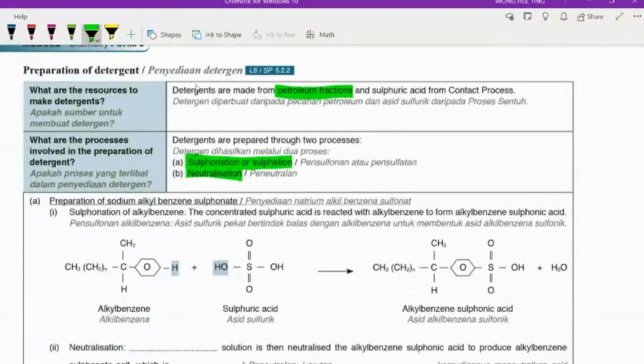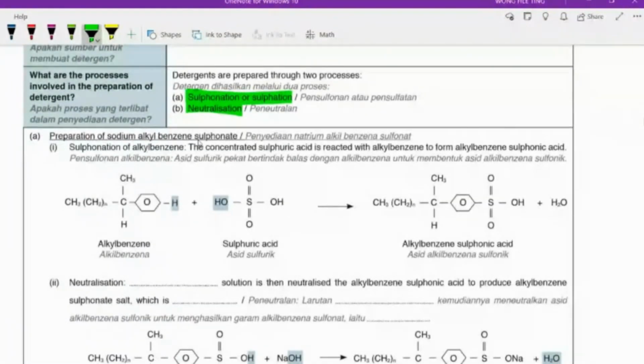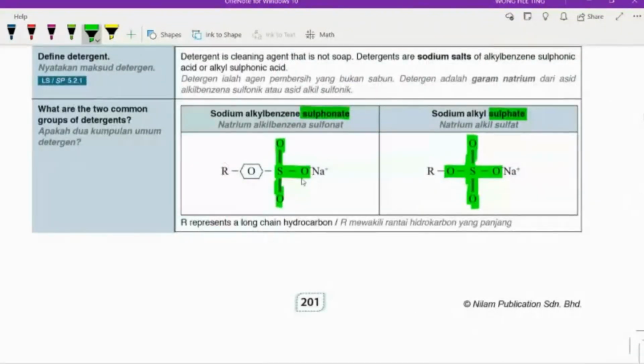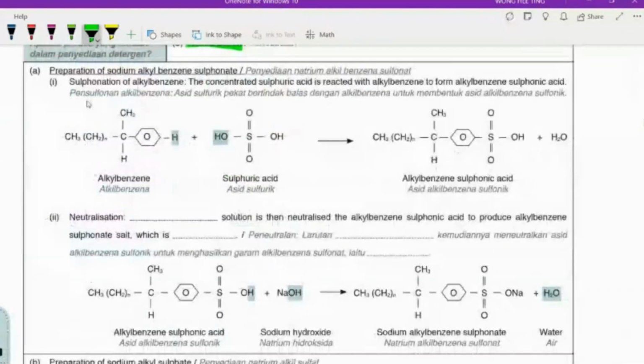Let's see the preparation of the sodium alkyl benzene sulfonate, because now we know that it has two types. We look into the first one. Sulfonation of the alkyl benzene. This is the alkyl benzene. This hydrogen with this sulfuric acid, these two combine and release water, then they connect together like this. So this one is the alkyl benzene sulfonic acid. This is the first one, sulfonation.